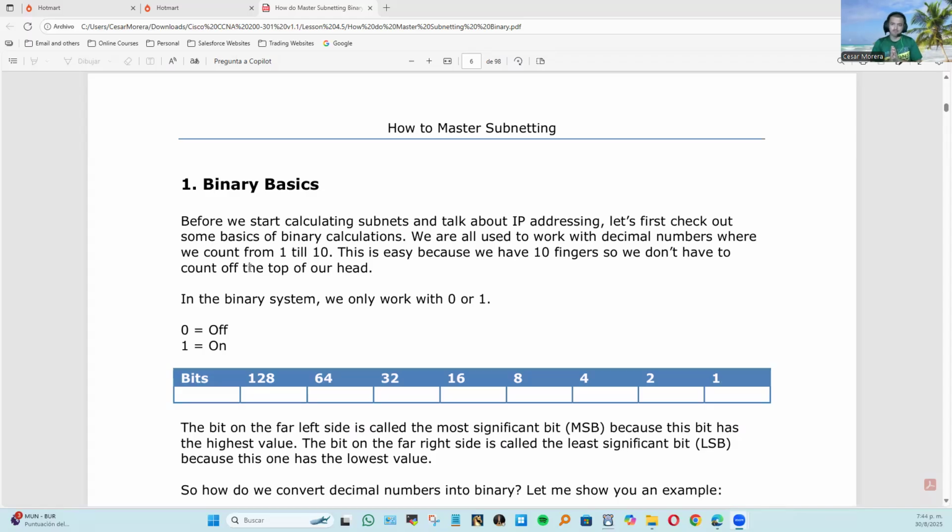All right, boys and girls, my name is Cesar. We are going to start learning about binary conversion and how to successfully do it.